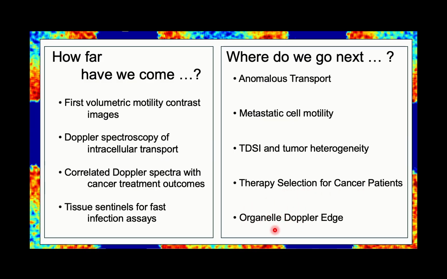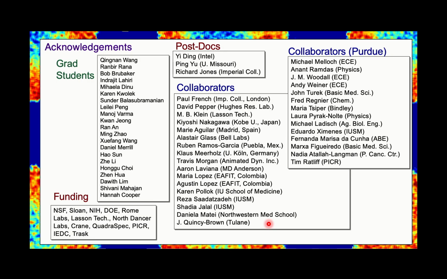Also, we're looking for an organelle Doppler edge. If we have a very high-speed camera and enough photons, we should be able to actually see a Doppler edge to organelle motion directly. Currently, we mostly pick that up as a Nyquist floor, but we'd like to see that edge directly.